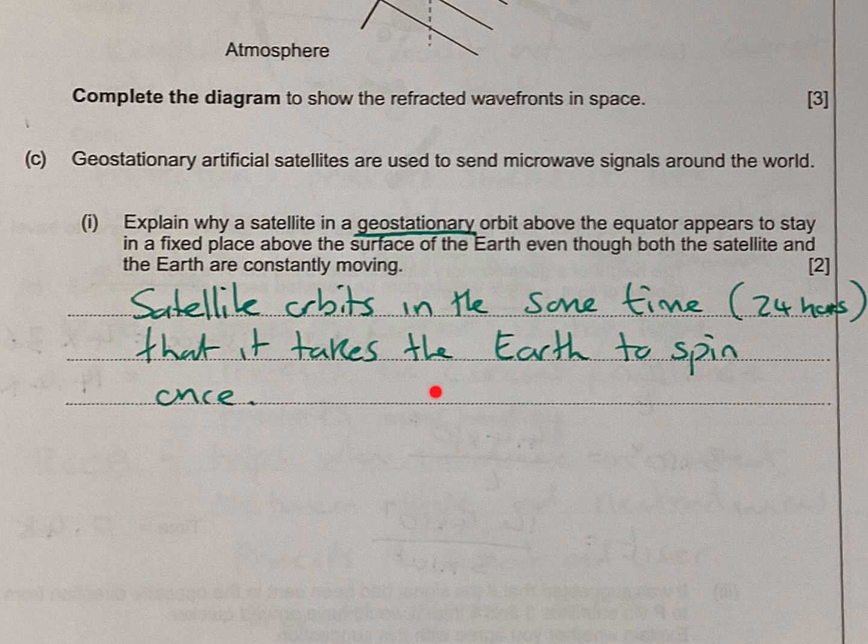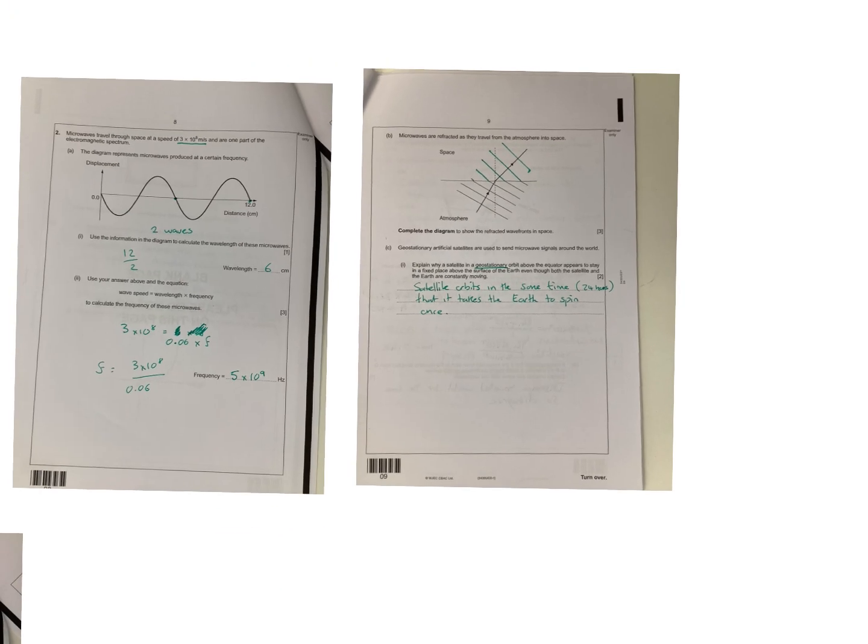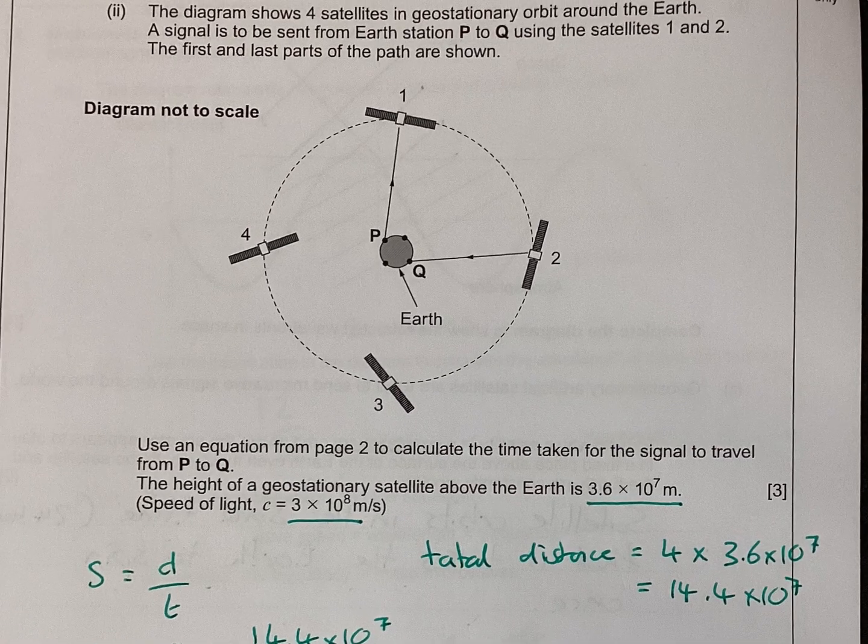Geosynchronous will be going around the Earth a different way, not around the equator, and it syncs up every 24 hours. Last part of this question then, we've got a bunch of satellites. We're sending a signal from 1 to there, and then back from there to 2. So it says use the equation.